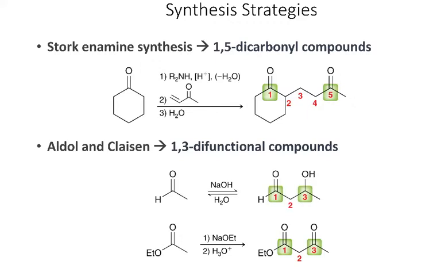So if we're doing a synthesis and we know we're forming carbon-carbon bonds, and we see that the two functional groups are 5 carbons away, then we're probably going to look to the Stork-Enamine synthesis, or potentially a more general Michael reaction. Or if we see that the two functional groups are 3 carbons away, then we are probably going to want to look to the Aldol and Claisen reactions.